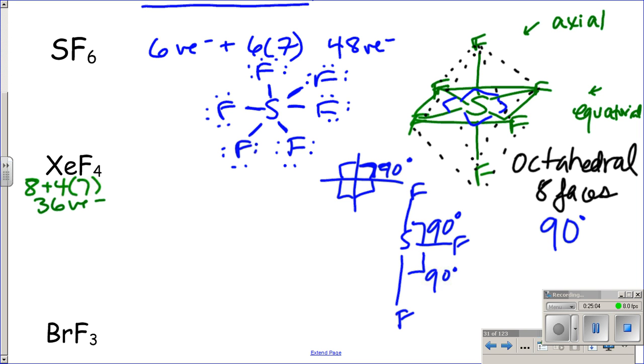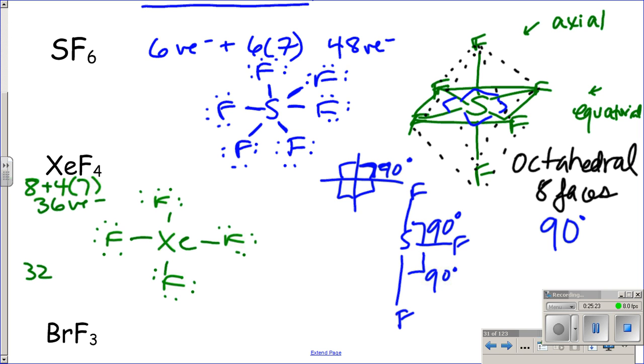valence electrons. So xenon obviously is going to be in the middle, and then we have fluorine, fluorine, fluorine, fluorine. So we have 4 ligands with octet. So if you count them up again, we see around each of the fluorines are 8. So 8 times 4 is 32. So I've used 32 electrons so far. I have 4 more to put on someplace.